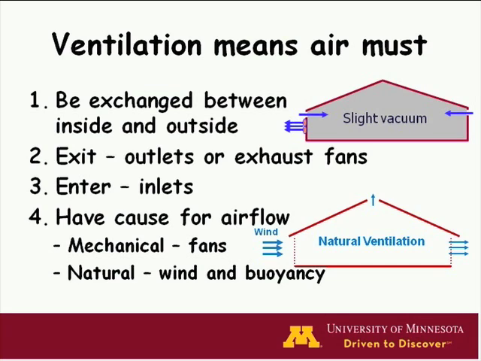And for ventilation and air exchange to occur, we need exits or outlets for taking air out of the building, and we need a place for air to enter through inlets. And this can be done in multiple different ways. And then finally, we need to have something that causes the air to flow. In mechanically ventilated buildings, we have fans that will provide that air flow and air exchange. And in naturally ventilated buildings, we have wind and buoyancy that cause this airflow.